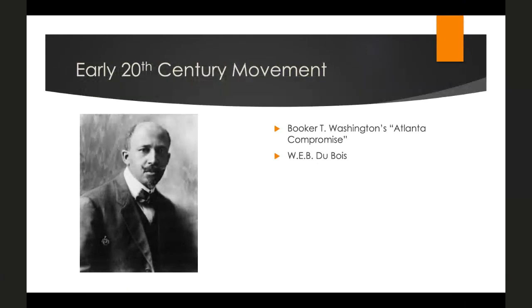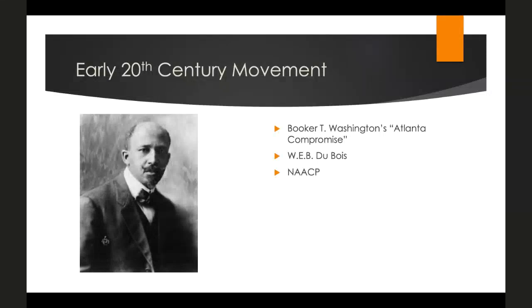Washington advocated for. Du Bois founded the National Association for the Advancement of Colored People, the NAACP, in 1909, and the NAACP went on to pursue a primary legal strategy, and they tried to fight segregation in the courts. They adopted a litigation strategy.